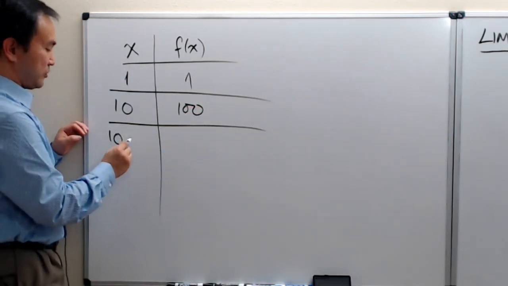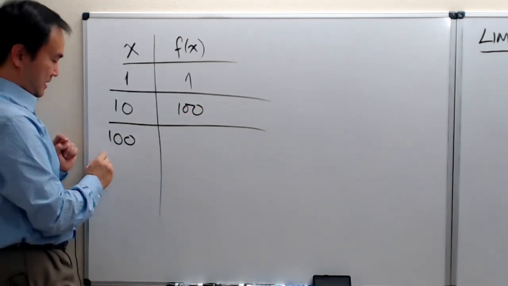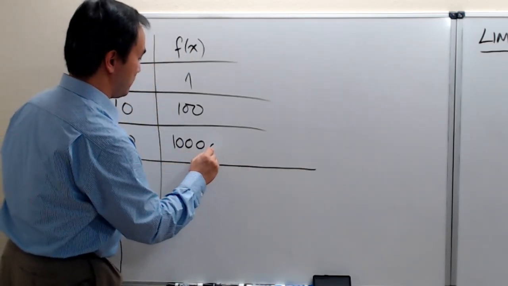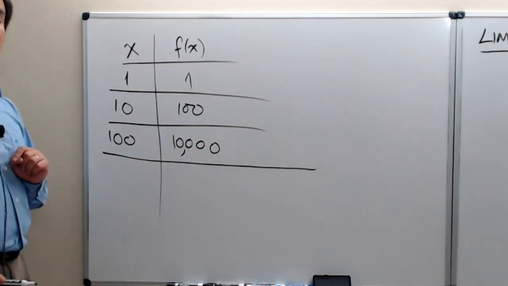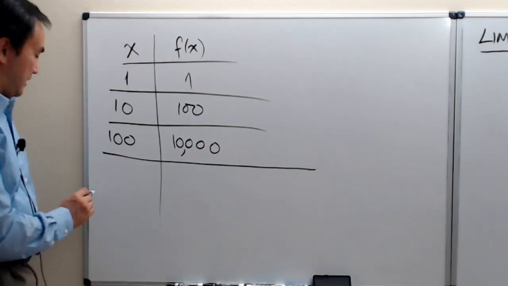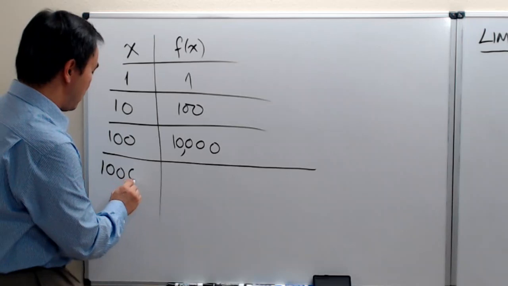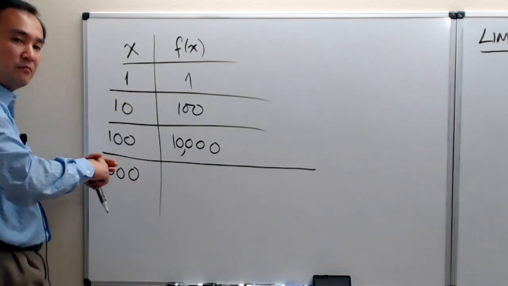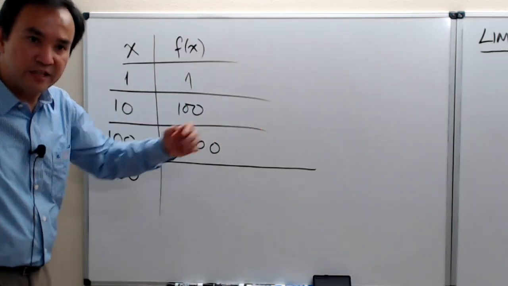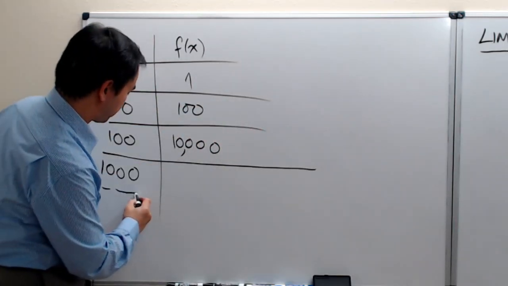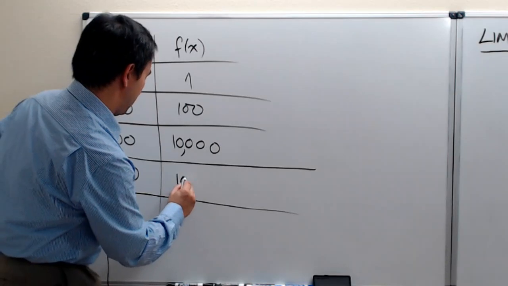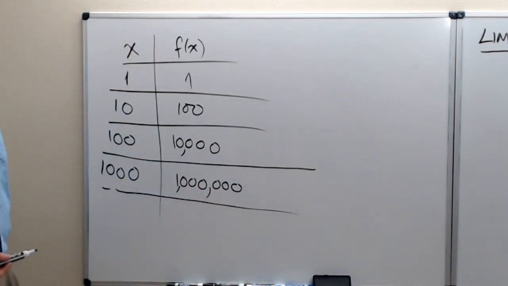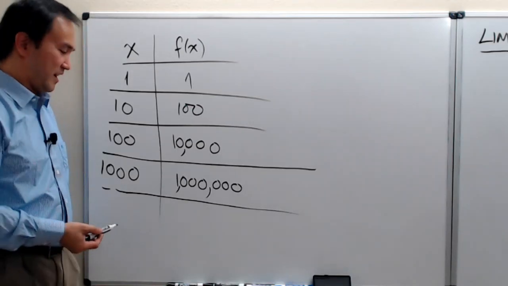We can quickly jump to 100 for x, and our value here is now, oh boy, it's getting real big: 10,000, because it's x squared. Then we can quickly jump to 1,000 as the input. The idea here is we want to keep letting x become positively larger and larger. And so we're looking at what? 1 million.